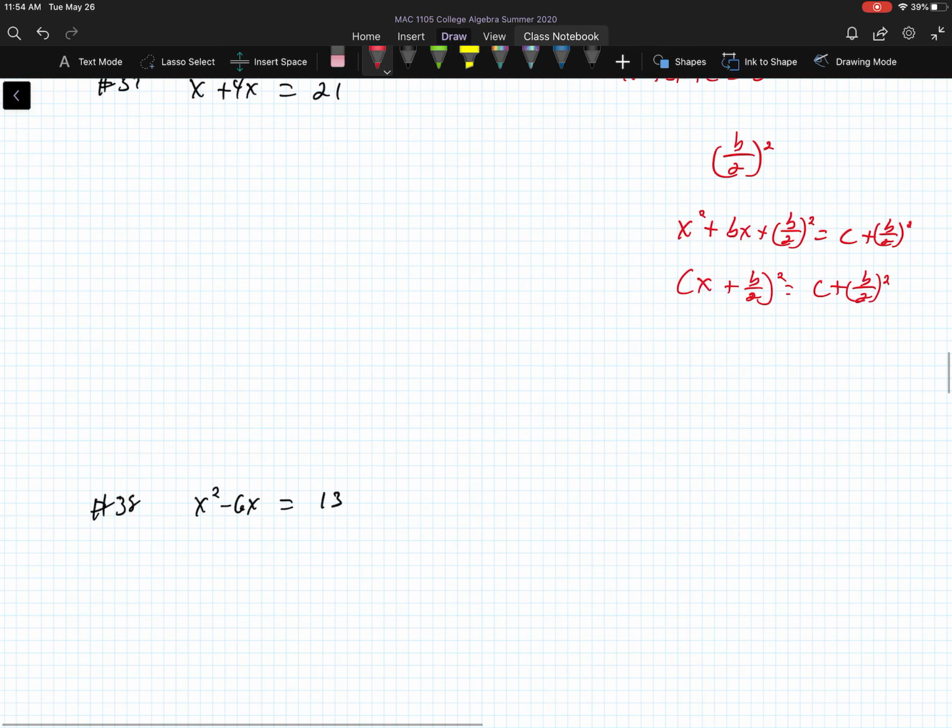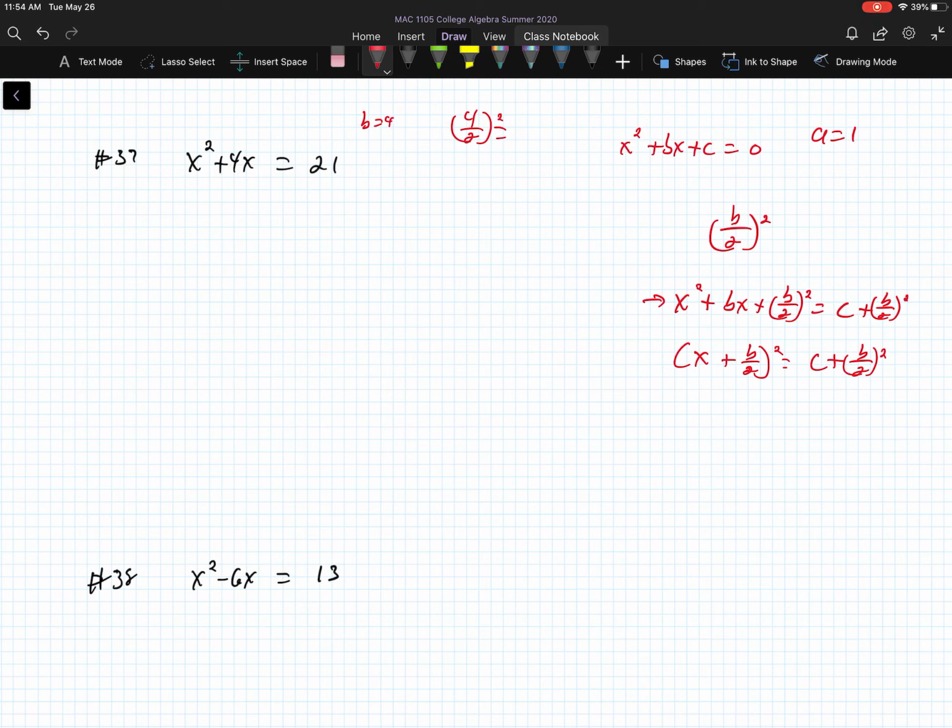So that's what I want to do. The reason being is that I made this into a perfect square trinomial. So here in this case, b is equal to 4. So 4 over 2 squared is 4 divided by 2, which is 2. 2 to the second power is 4. So I'm going to add 4 to both sides.